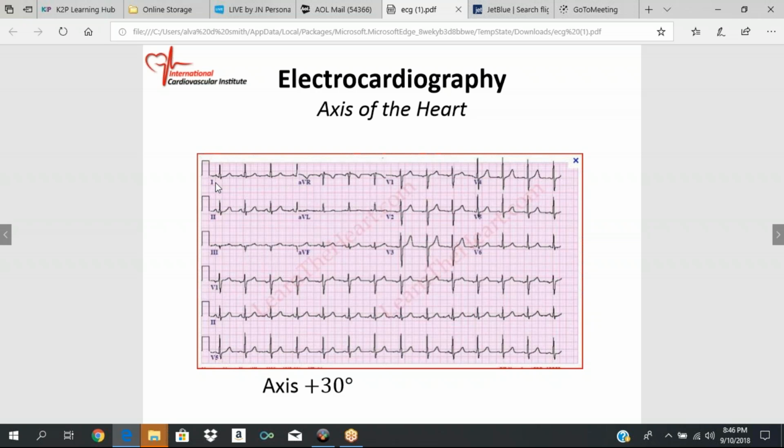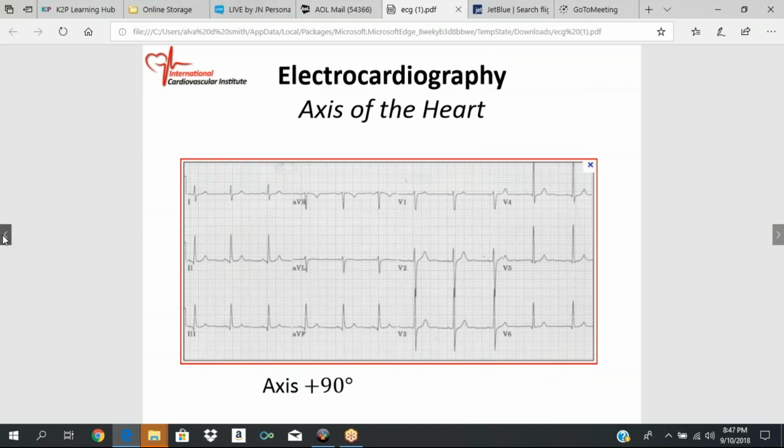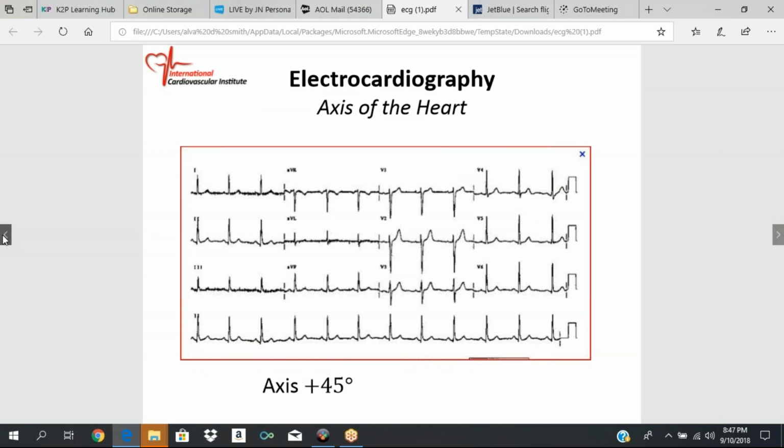All right, so we get the rhythm, we have the rate, and now let's look at the axis. Just look in your limb leads. The most isoelectric in your limb leads, and when we say isoelectric, we mean the positive is almost equal to the negative. All right, so let's use lead 3. If lead 3 is the most isoelectric, perpendicular to lead 3, and that's where your cheat sheet comes in. That's why you have to work there. So perpendicular to lead 3.